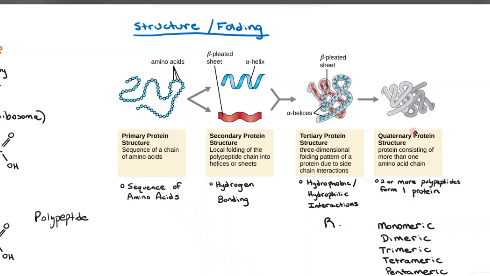All right, so the last structure we have to talk about is quaternary structure, and this is when 2 different polypeptide chains come together to form one complete functional protein. So 2 different protein chains with different amino acid sequences coming together to form one protein.